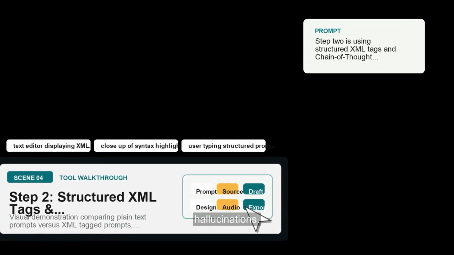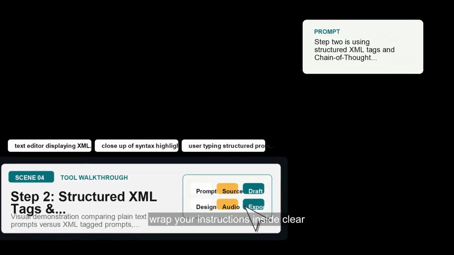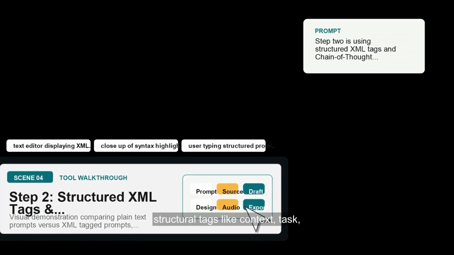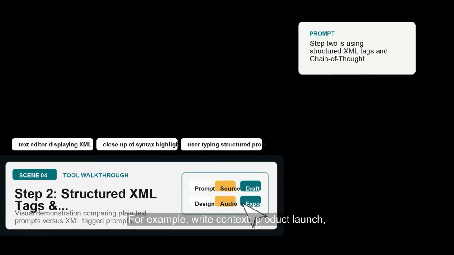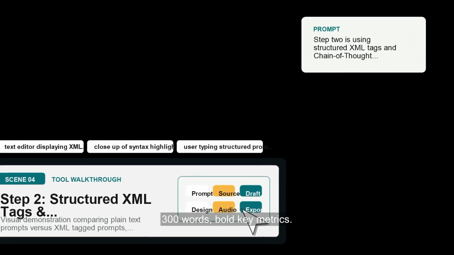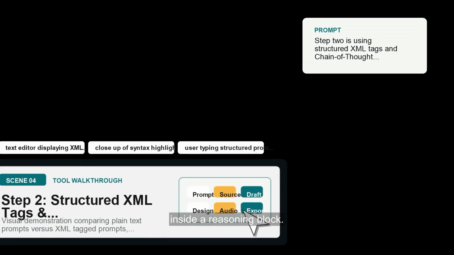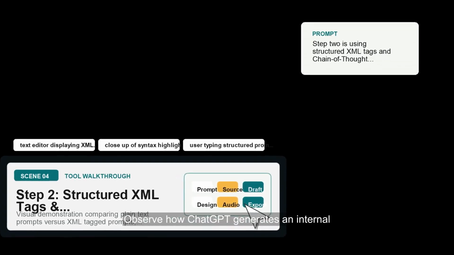When requesting complex outputs like strategic plans or software architecture, wrap your instructions inside clear structural tags like context, task, constraints, and output format. For example, write context: product launch, task: write press release, constraints: under 300 words, bold key metrics. Next, add the phrase think step by step inside a reasoning block.